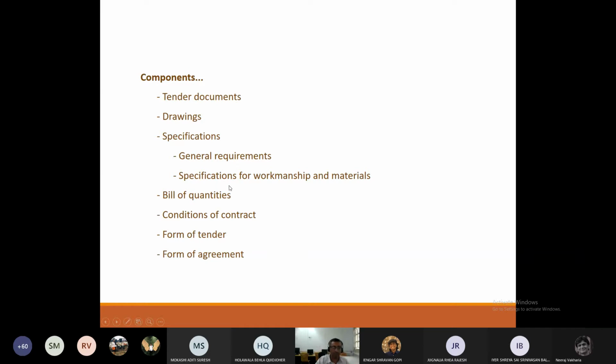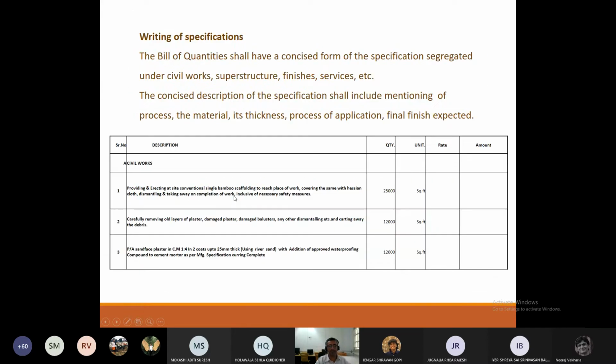Then you have what is called a blank bill of quantities. A blank bill of quantities looks something like this. Okay, on one hand is the serial number, the description of the items, or what you call the specifications that are written here very clearly. It has the quantities, yeah, how much area is to be there, the unit areas, the rate and the amount. Yeah, this comprises what is called the bill of quantities.